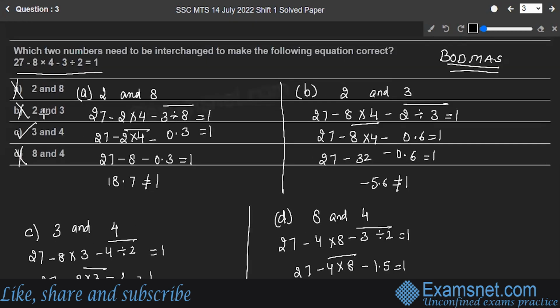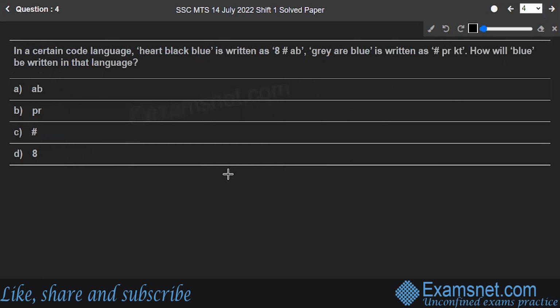We already got our answer as option C, right? We were just validating other options. So C is the correct answer to our question. Hope you are clear. Next is question number 4.